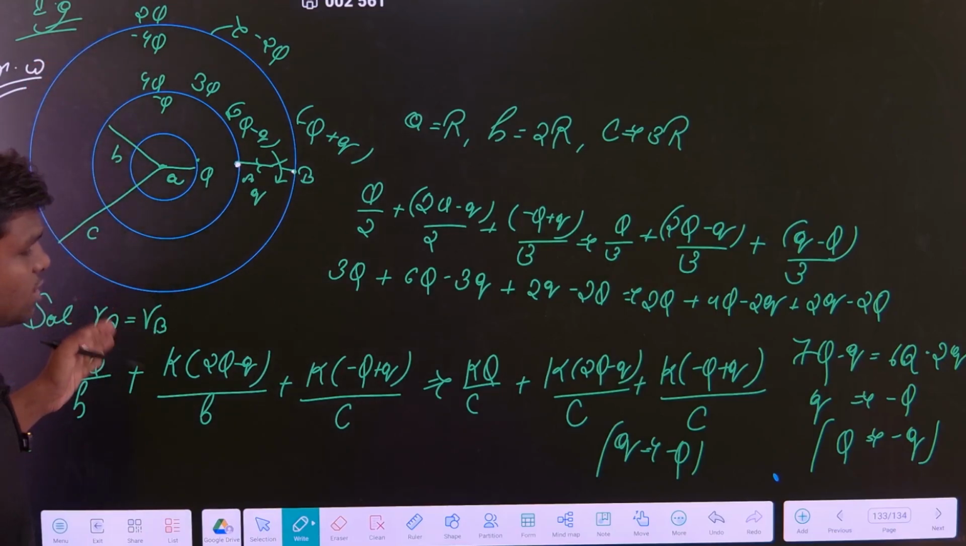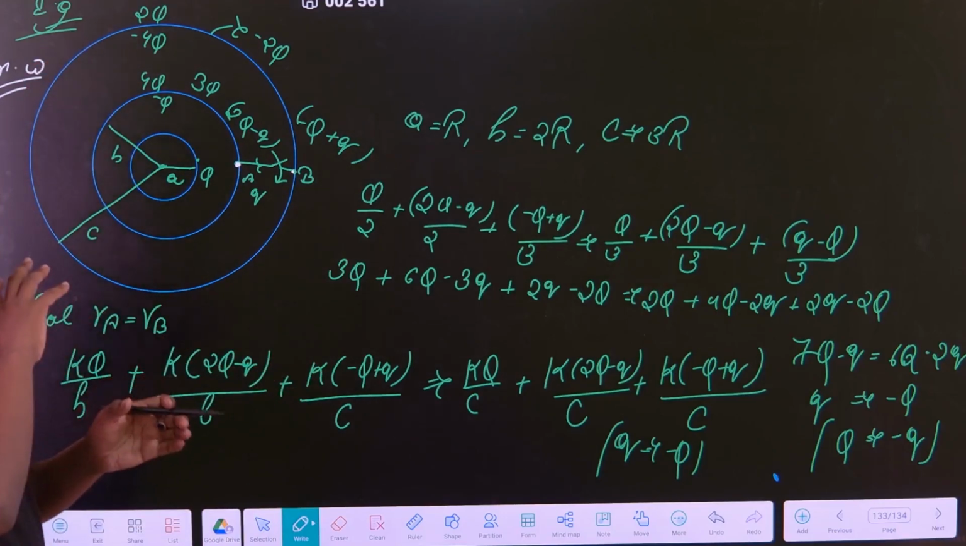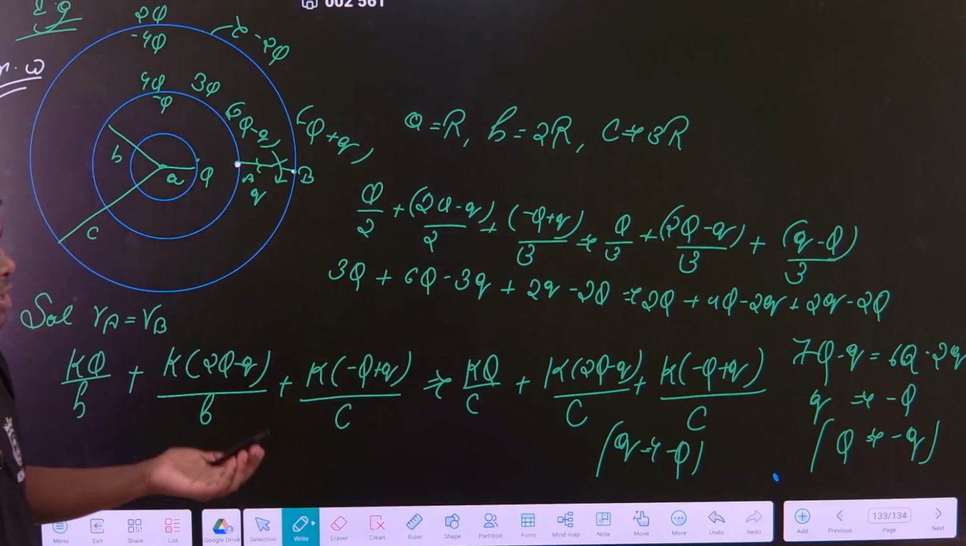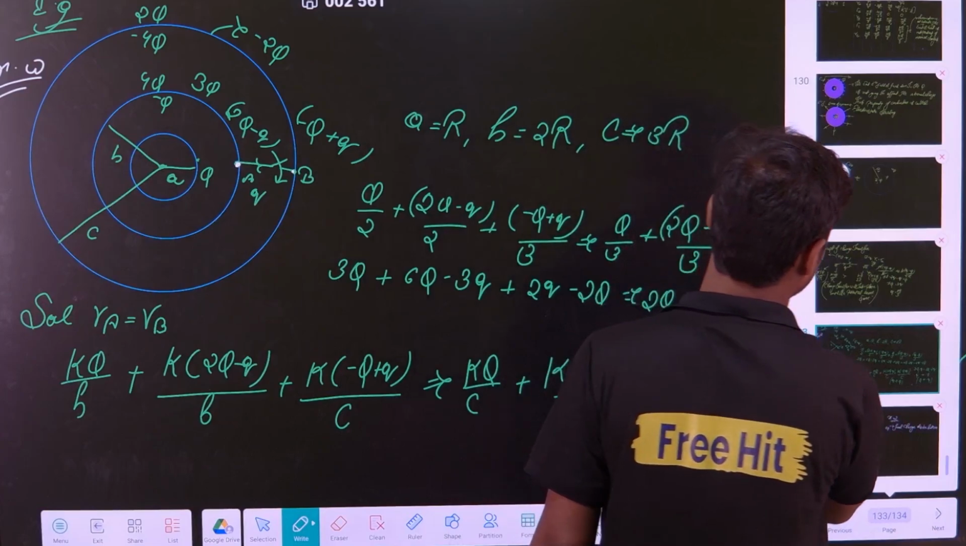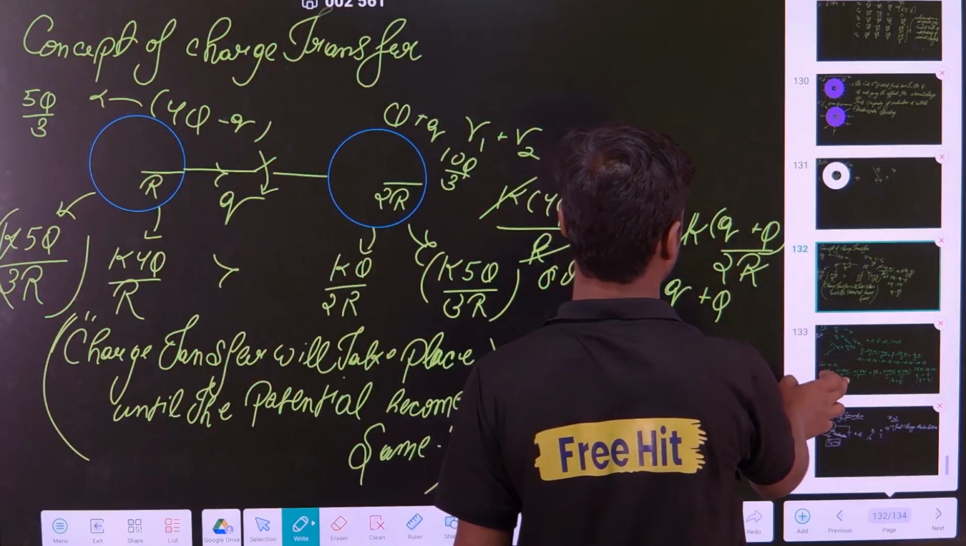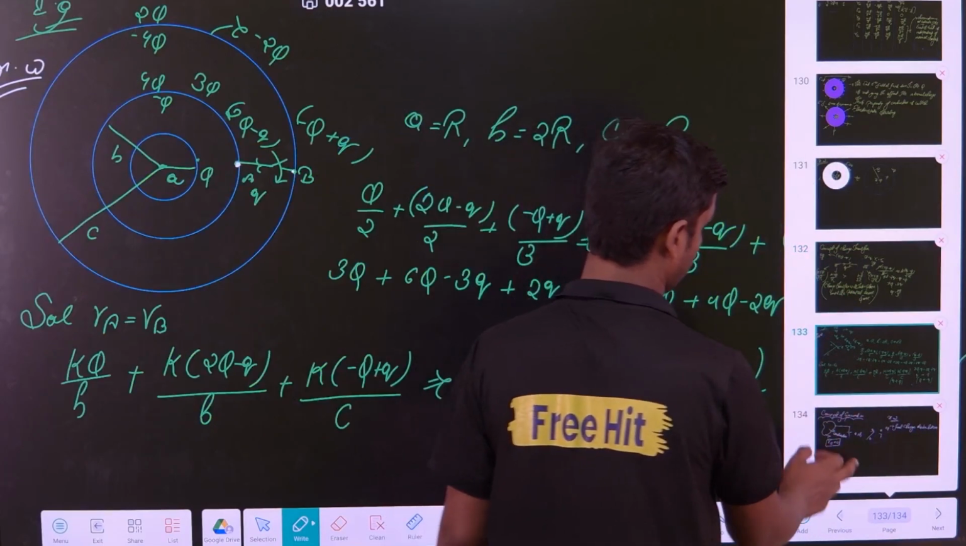It is a very simple example. Just take a look at this. If you are not able to understand, put it in the comment box and I will explain it again. But if you understand this, then for you this is very easy. There is no need for anything else.